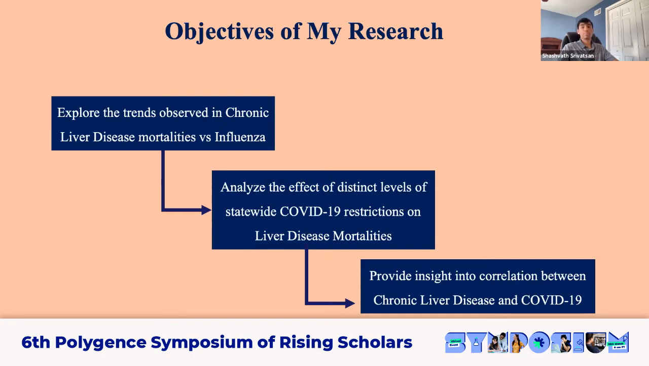I examined deaths at a national level, and I also examined them at a state level. I chose 3 specific states based on the severity of those states' COVID-19 restrictions or guidelines. The states I chose were Iowa, Nevada, and Virginia, listed in order of increasing restrictions. My ultimate goal in this research was to provide insight into the correlation between COVID-19 and liver disease and how we can maybe control liver disease mortalities in the future.